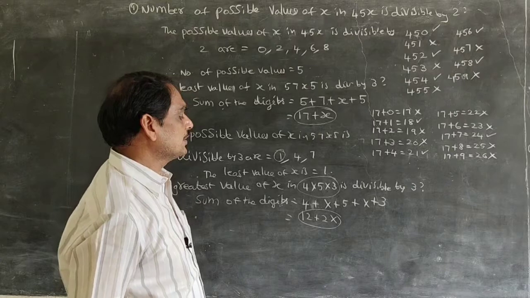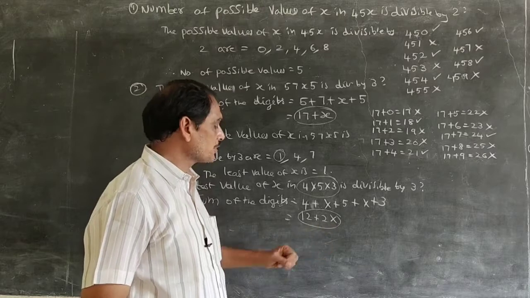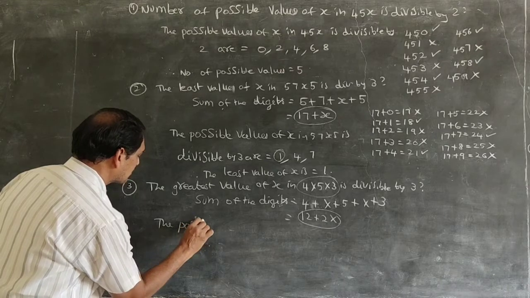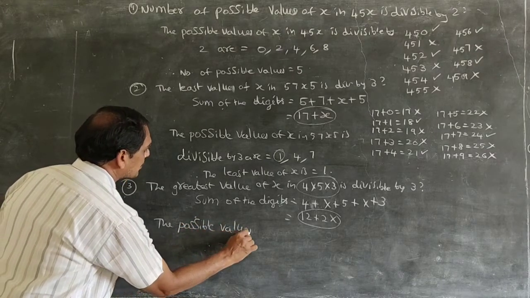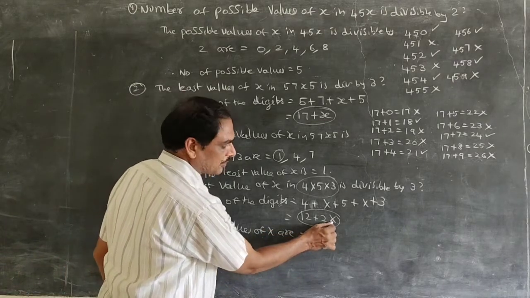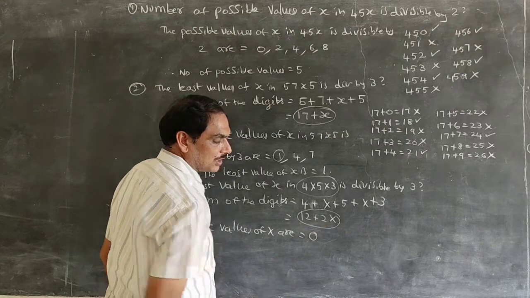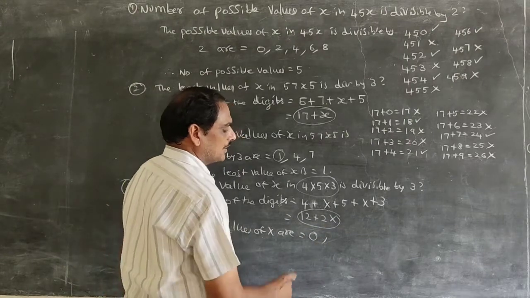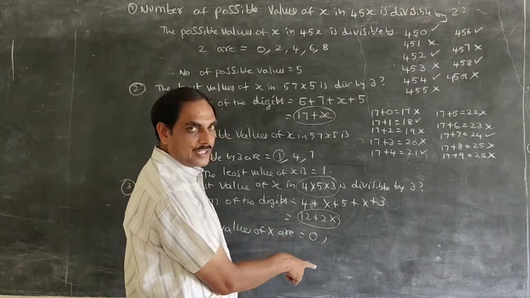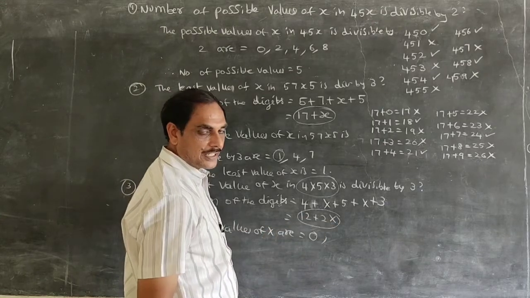So, if we substitute x equal to 0, then 12 plus 0 is 12. It is divisible by 3. So, the possible values of x: first possible value is x equal to 0, then 12 plus 0 is 12, which is divisible by 3. Next, if we substitute x equal to 1, we get 12 plus 2, 14, that is not divisible by 3. 12 plus 4 is 16, not divisible by 3.